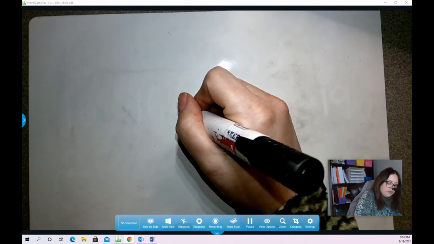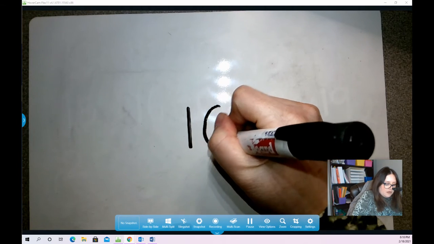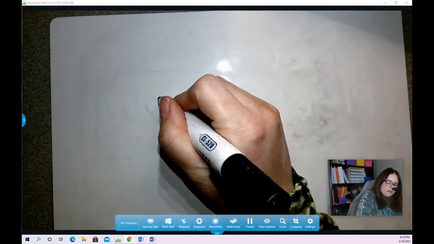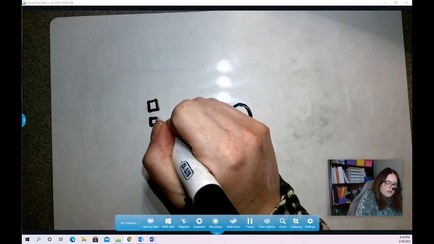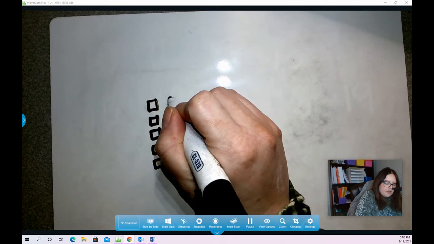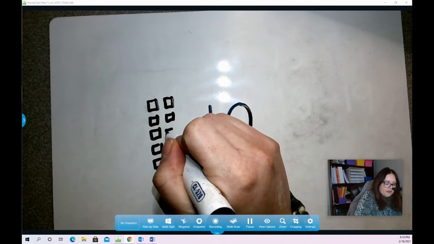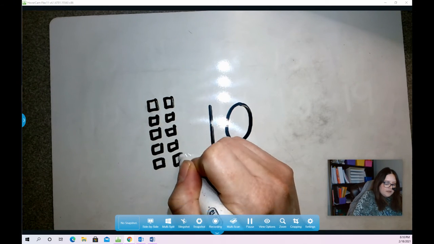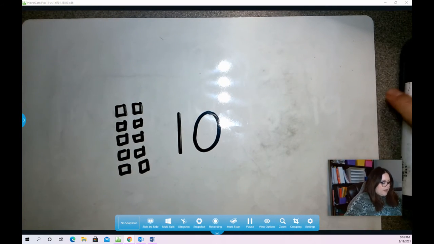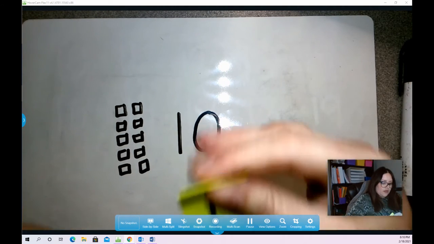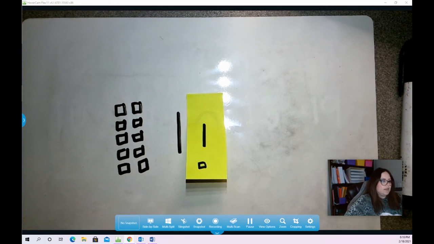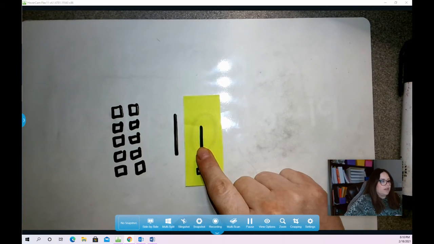So I'm going to write the number 10 right here. Okay, so I have 10, so I'm going to make my 10 cubes. 1, 2, 3, 4, 5, 6, 7, 8, 9, 10. This is the number 10. You guys know that. But if I add 1 to the 10, it becomes the number 11.